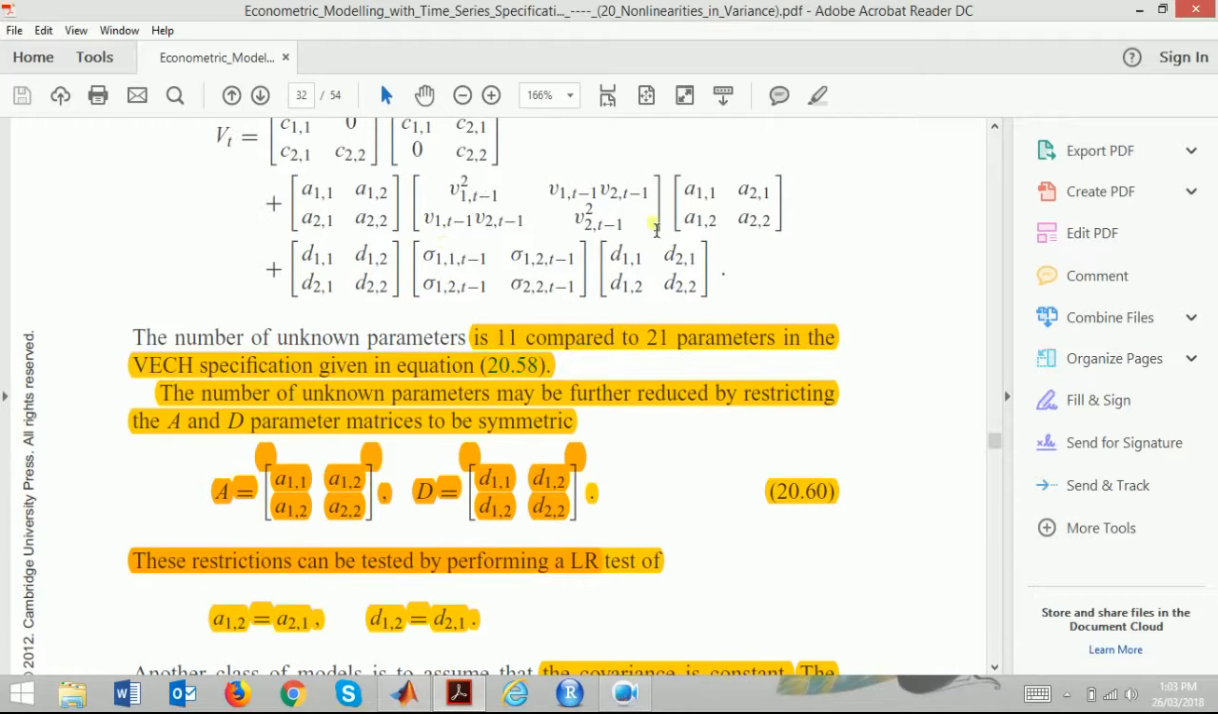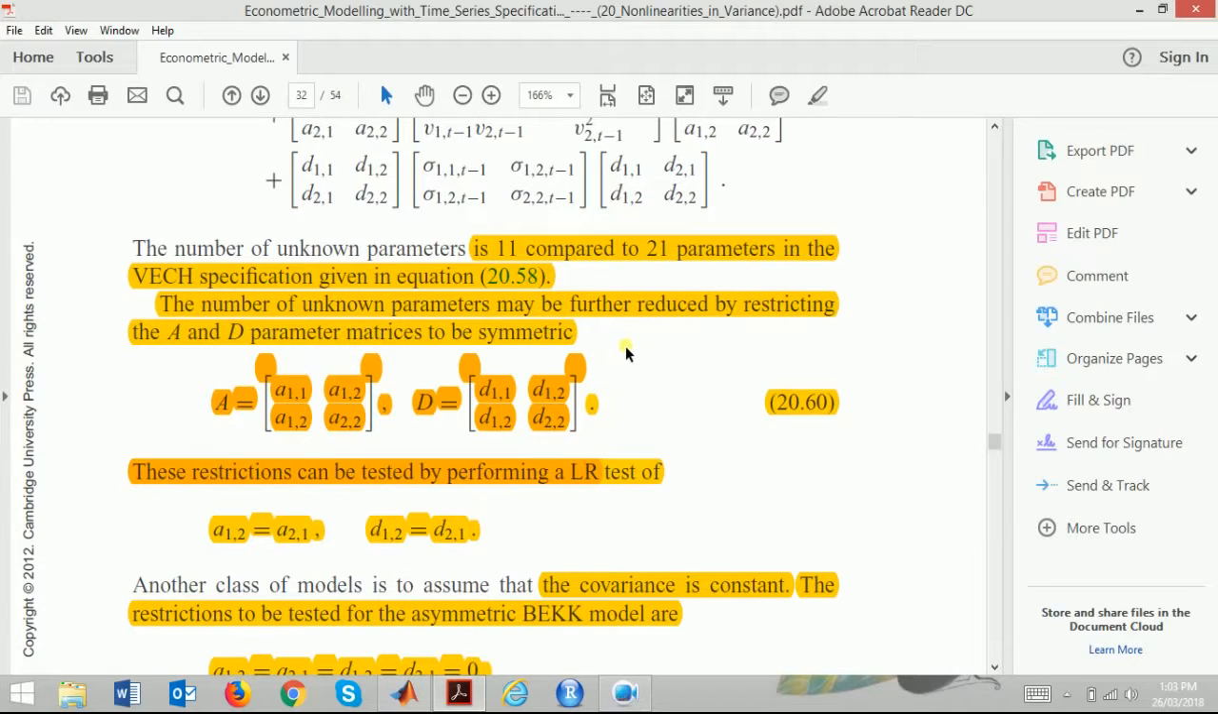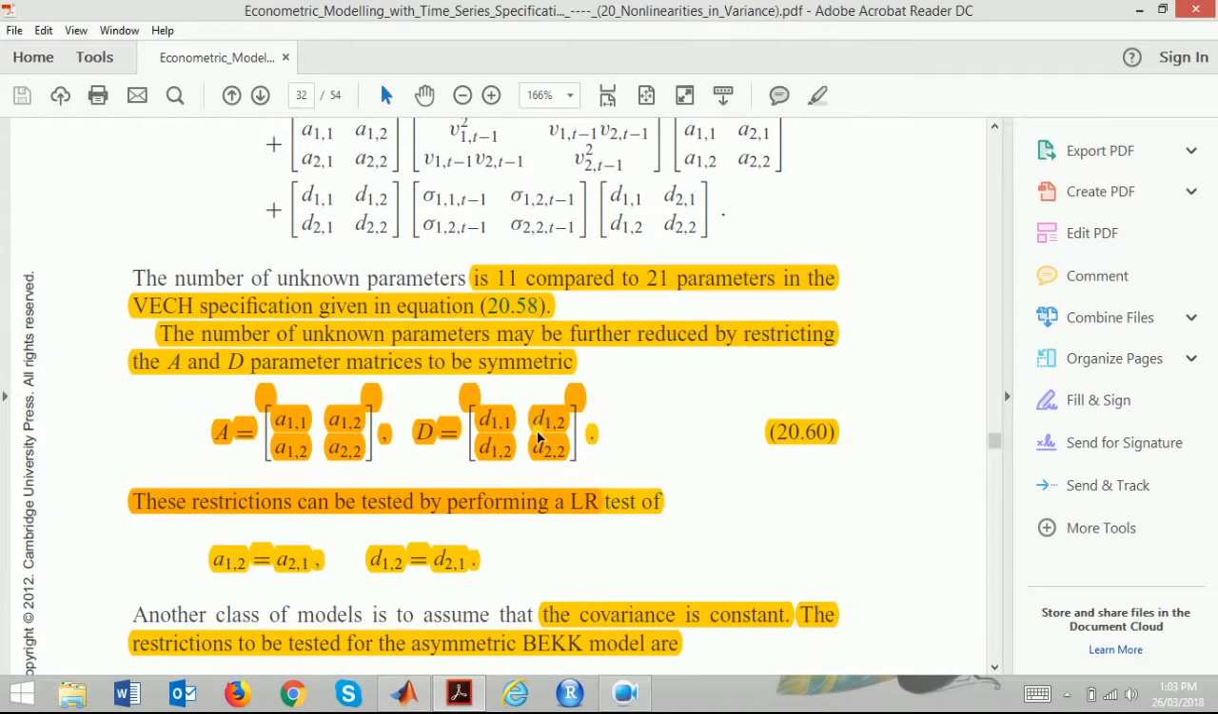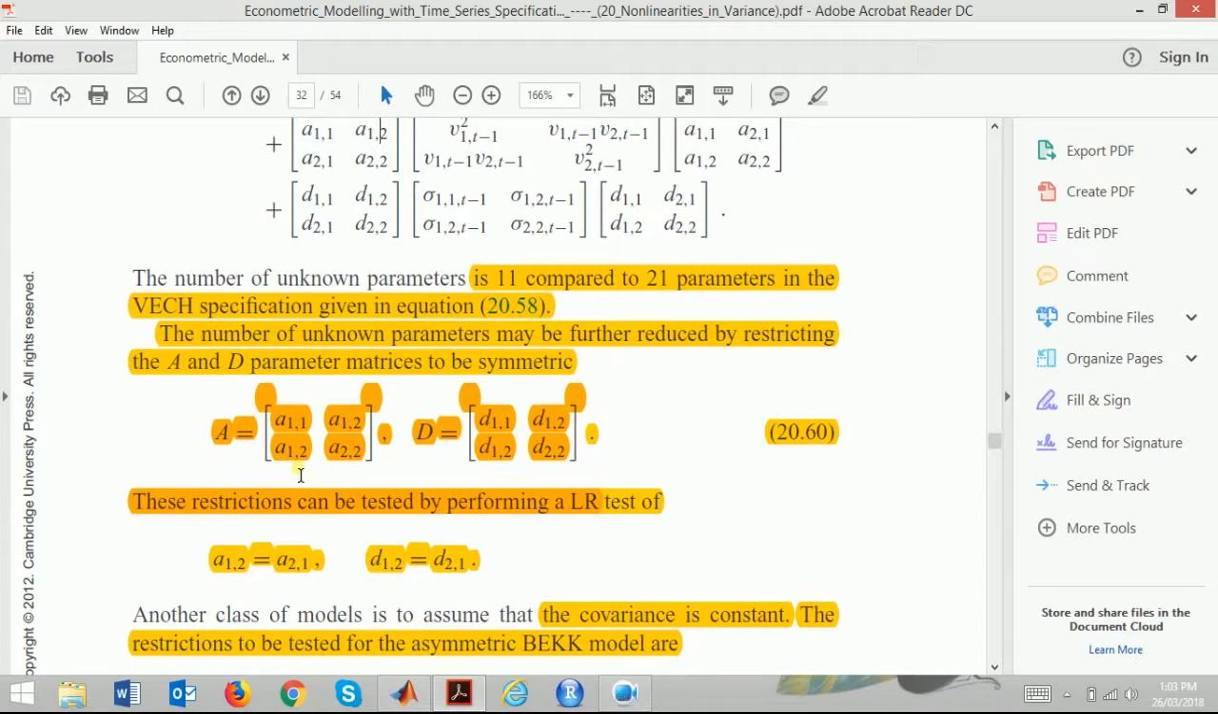So before we had 21 parameters, now we have much fewer parameters in BEKK. The number of unknown parameters we can further reduce when we restrict A and D to be symmetric. If A and D are symmetric, which means the off diagonal elements are equal. If they are not symmetric, the off diagonal elements are not equal. When you have off diagonal elements equalized, what do you get? You don't get 4 parameters, you get 3 parameters.